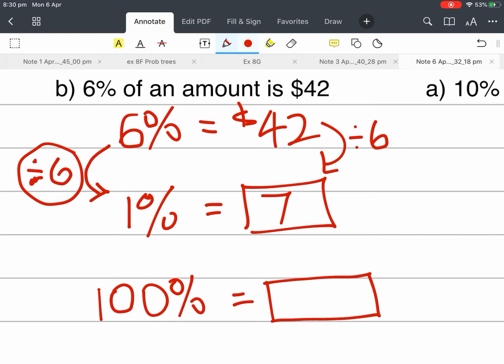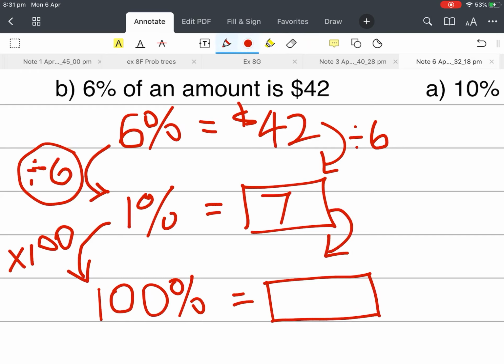So we have just broken everything down to 1%. So now what we have to do is we have to build it back up. So what do you do to change 1 back up to 100? Well, you're going to do the opposite, and you're going to times. Okay? So now I'm going to times by 100. Sorry, I don't like that. Alright, there we go. Let's fix that up.